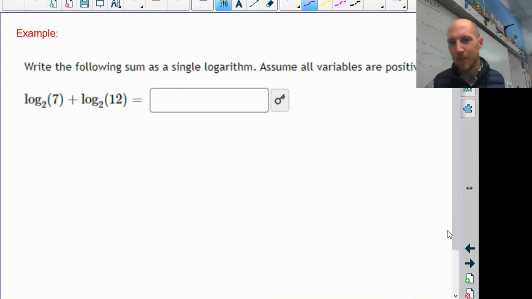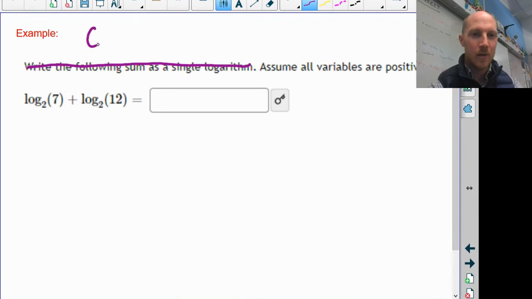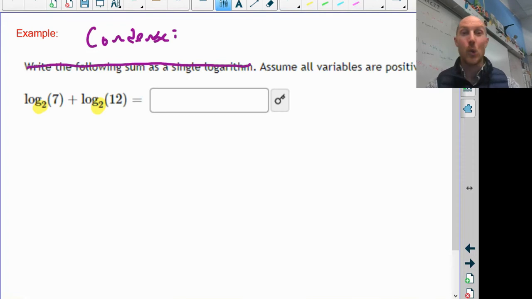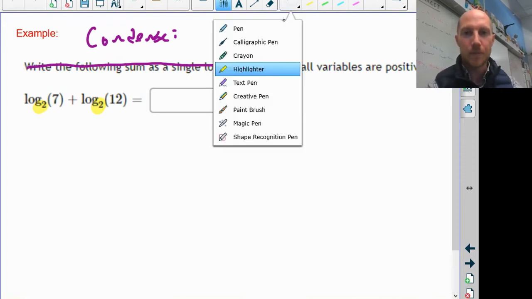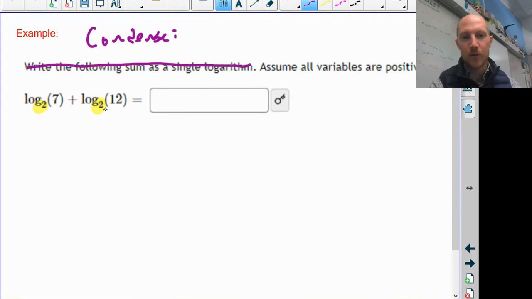And let's take a look at some examples. So the first one: write the following sum as a single logarithm. Well, you know what those directions actually mean? Condense. So condense log base 2 of 7 plus log base 2 of 12. All right, so we got 2 separate logs. They both have the same base. That is super, super important. If they do not have the same base, we cannot do any of this stuff. But we're not going to actually do anything with the base. We just need to notice it's the same in both cases. All right, so log base 2 of 7 plus log base 2 of 12.